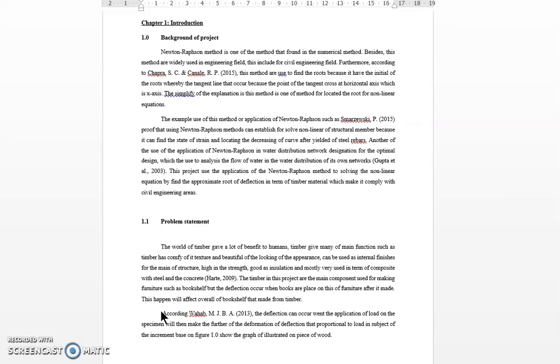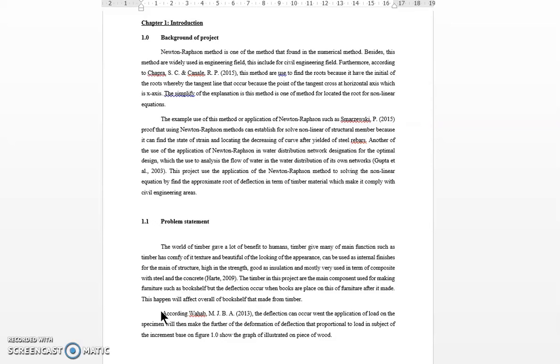The Newton-Raphson method is one of the methods found in numerical methods. This method is widely used in engineering fields. According to Chapra and Canale, this method is used to find a root from an initial guess of the root, whereby the tangent line occurs because the tangent point crosses the horizontal axis, which is the x-axis. To simplify, this method is for locating the root of a nonlinear equation.